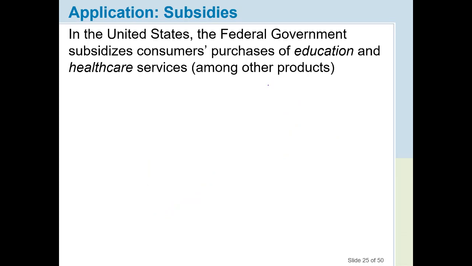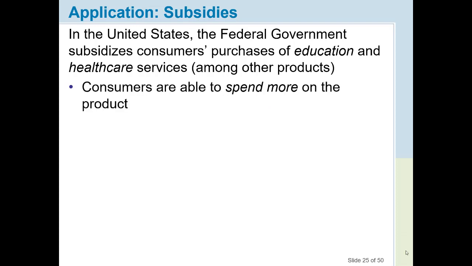Let's take a quick look at some subsidized goods and then we'll wrap up. We have a lot of subsidies in the US. The federal government in particular heavily subsidizes both education and healthcare services, among many other products. The first result is that consumers are able to spend more on the product. We shift the demand curve up and to the right by the amount of the subsidy. Feels like you have more to spend because you do. Government's paying for part of it.